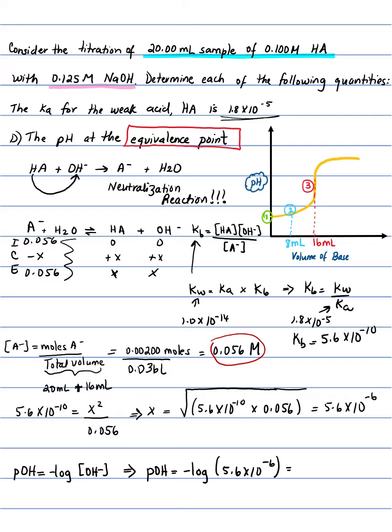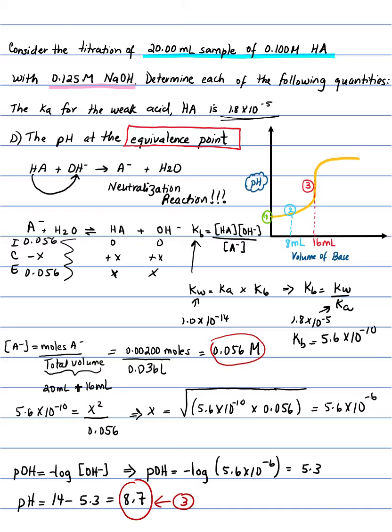So you can calculate the pOH value, which is minus log of 5.6 times 10 to the minus 6. That's 5.25, I'm going to round that to two significant figures, 5.3. And to get the pH, we're going to do 14 minus 5.3, 8.7. So that's the pH at your equivalence point.